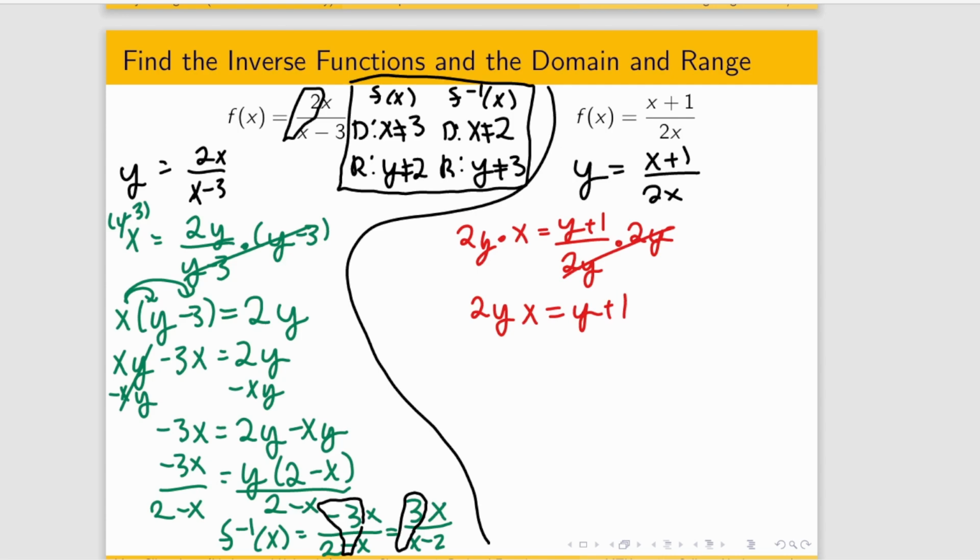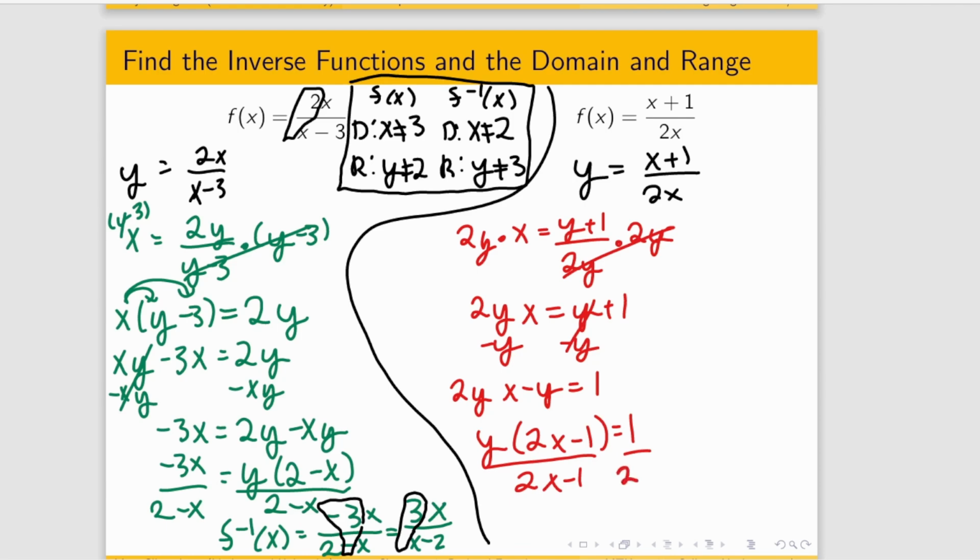Then you have to move every term with a y to the same side, so I subtract y on both sides. I get 2yx minus y is equal to 1. Now both of these terms have a y in common, so I can pull out a y. 2yx divided by y leaves us with 2x. Negative y divided by y leaves us with minus 1. And then I can divide both sides by 2x minus 1. So our inverse function is equal to 1 over 2x minus 1.